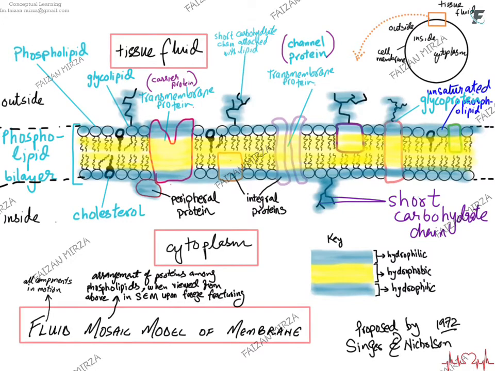We are discussing the fluid mosaic model of the membrane that was proposed by Singer and Nicholson in 1972. This is the artistic representation that you see here of the fluid mosaic model that was initially proposed by Singer and Nicholson, and it was artistically represented according to the vision that was suggested by them.